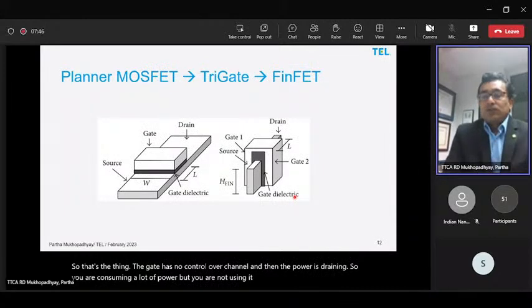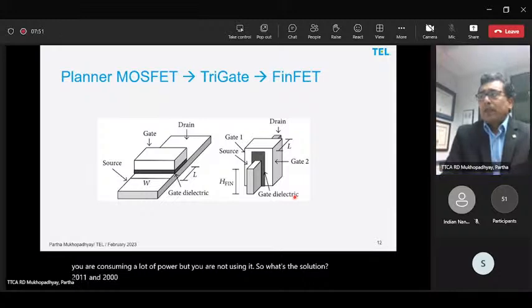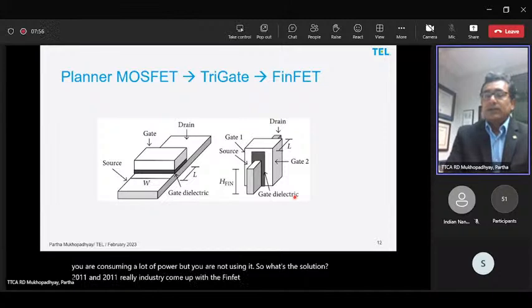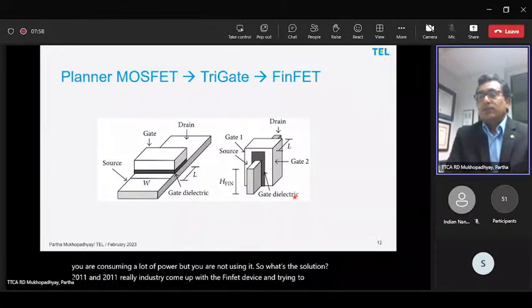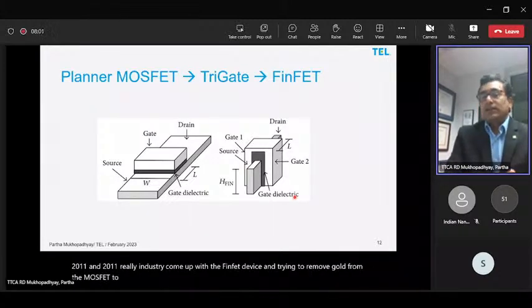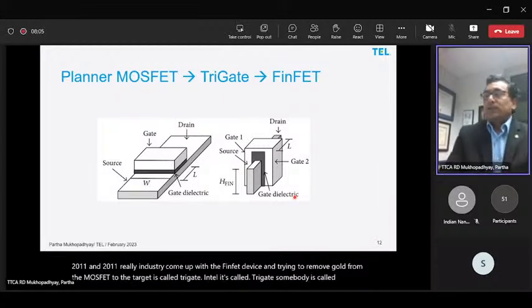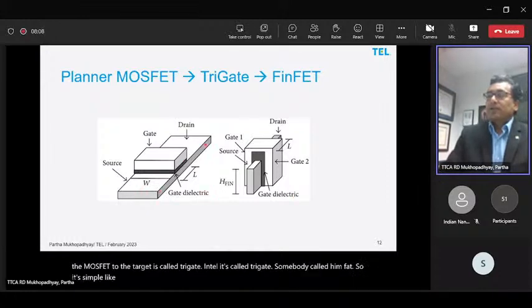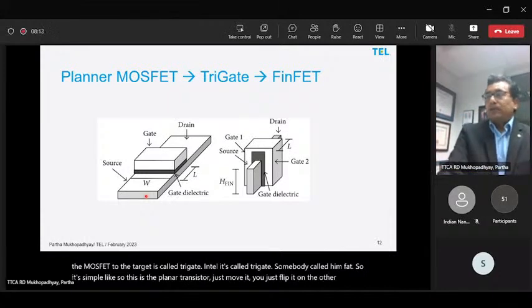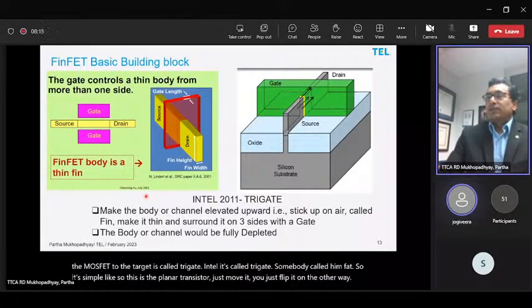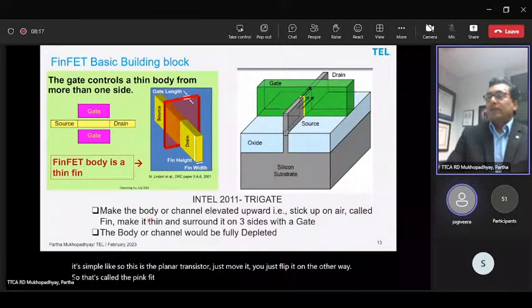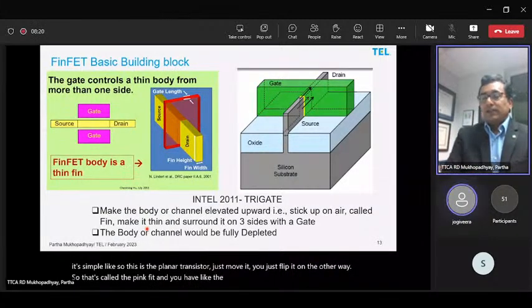So what's the solution? Around 2011, the industry came up with the FinFET device, trying to go from the MOSFET to the tri-gate. Intel calls it tri-gate; some call it FinFET. So it's simple: this is the planar transistor. You just flip it the other way. That's called the FinFET. And the channel is elevated.